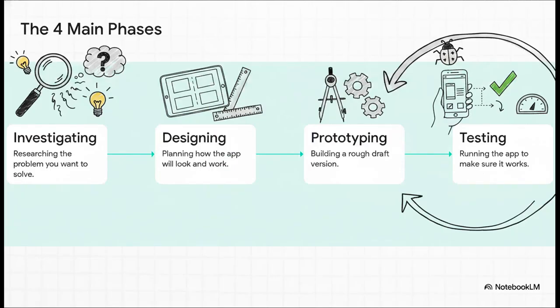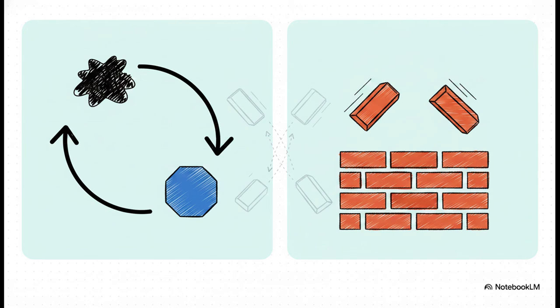Inside that giant loop, we basically hit 4 familiar phases. First up, investigating and reflecting on the core problem. Then, designing the form and function. After that comes prototyping a rough draft, and finally, testing it out to see if it actually survives contact with the real world.